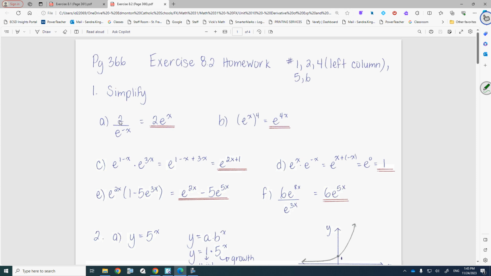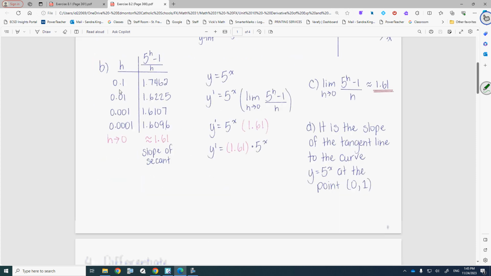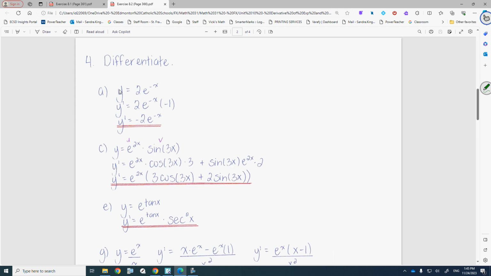So, for example, if you looked at this first question here, 2 over e to the negative x, if I wanted to simplify this, I could make my exponent positive by reciprocating and bringing that into my numerator to give me 2e to the x, right? E to the x to the power of 4, power to a power, you would multiply. X times 4 is e to the 4x. So you're not taking any derivatives, you're just simply simplifying. So I would do question 1, and then I would do question 4.